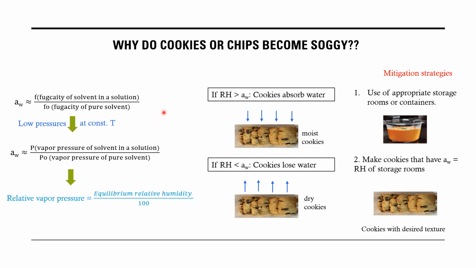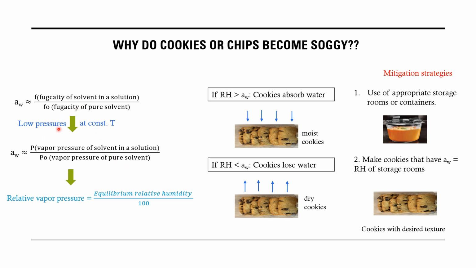In food science, we have a concept called water activity. Water activity is given as fugacity of solvent in a solution to fugacity of pure solvent under standard temperature and pressure. So fugacity is nothing but how easily a molecule can escape from a solution mixture. At constant temperatures and low pressures, water activity becomes equivalent to relative vapor pressure, which is nothing but the ratio of vapor pressure of a solvent in a solution to vapor pressure of pure solvent.